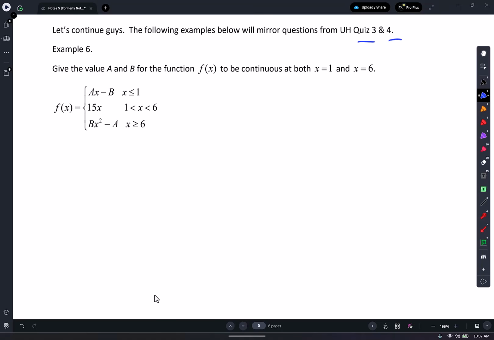All right, here we go. Give the values a and b for the function f of x to be continuous at both x equals 1 and x equals 6. Ready, Herrera? Yes. Hey, don't worry, no pressure. Oh, you want me to do this? No, we're all gonna do it.